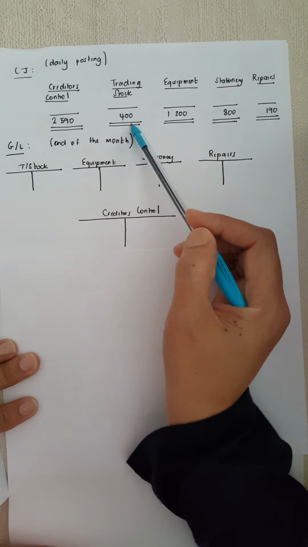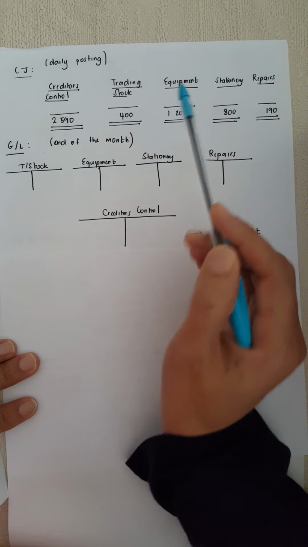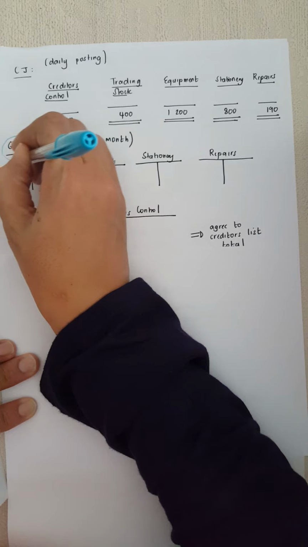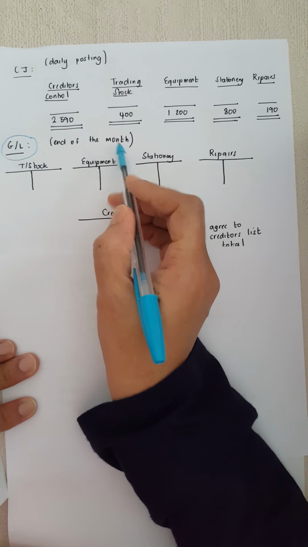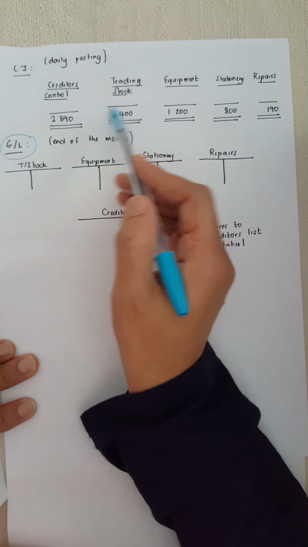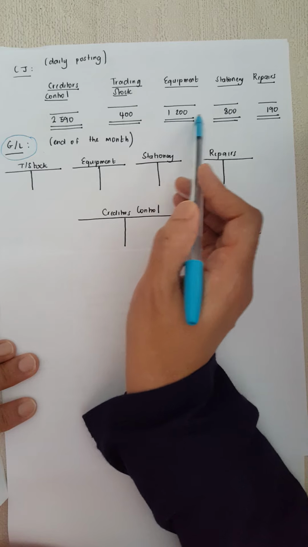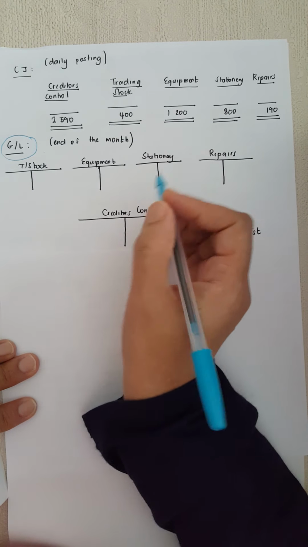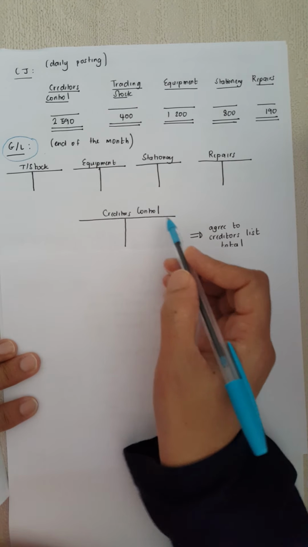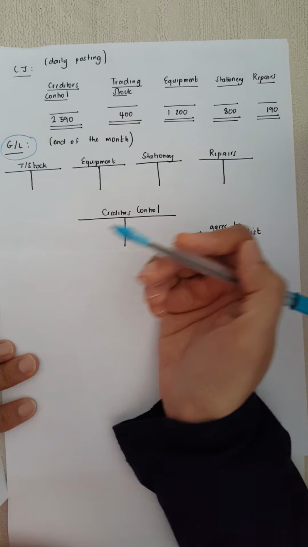My trading stock was 400. My equipment total was 1200. Stationery 800 and repairs was 190. Now remember, your general ledger you're going to do at the end of the month. These are daily postings. We post into the journal every day. We keep records, and to make life easy, we're only posting the totals into the general ledger at the end of the month to see how much I am owing my creditors, how much stock did I buy, how much equipment did I buy, how much stationery or repairs, etc.